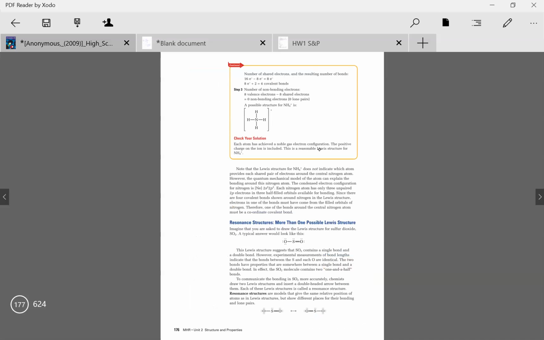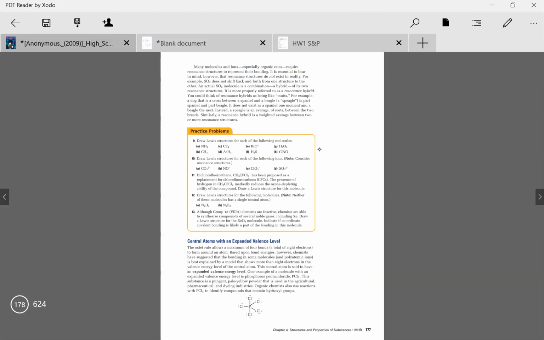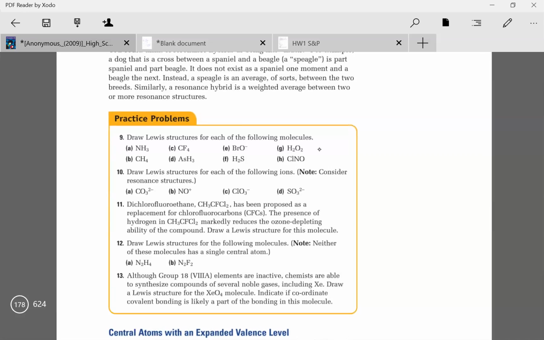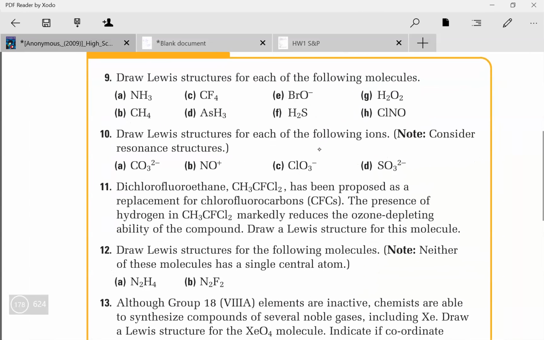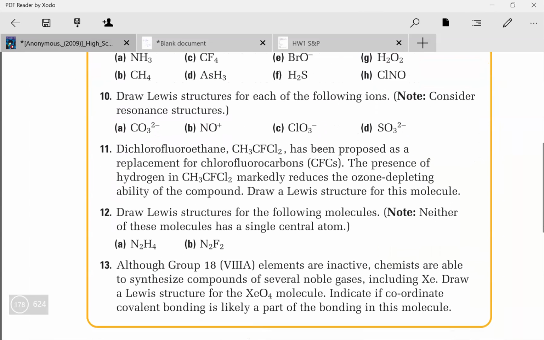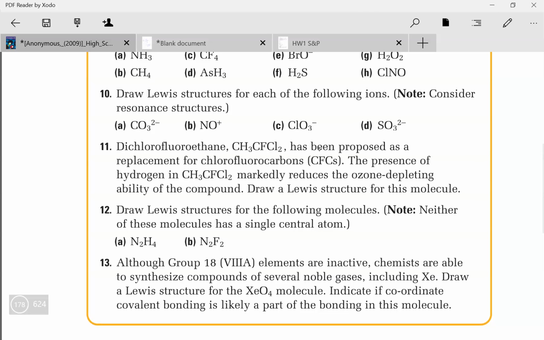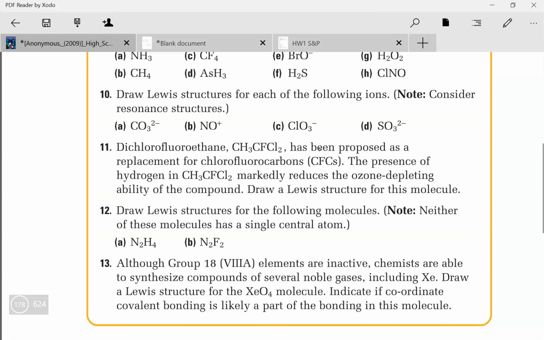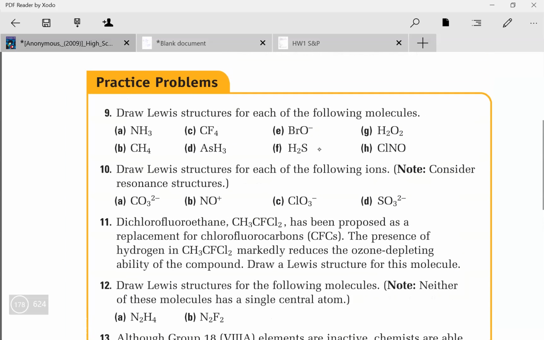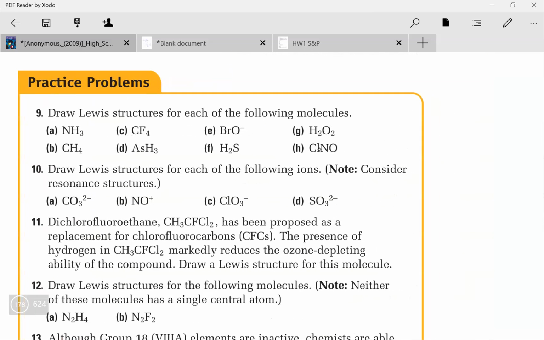molecular shape and polarity. This has to do with drawing Lewis structures for each of the following molecules and ions. Okay, so Lewis structures for each of the following molecules. NH3. So we're going to draw.